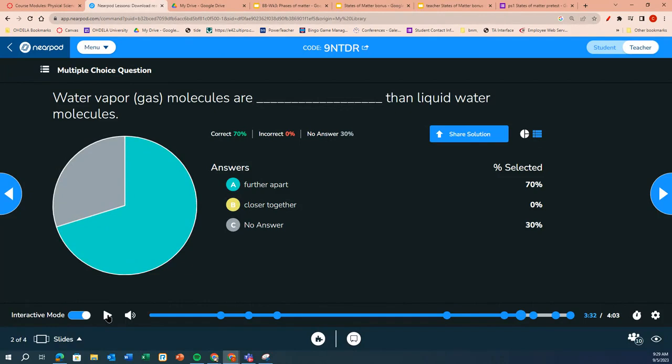Yeah, so they're further apart. Gas molecules are further apart. It's all right. I appreciate the chat. I appreciate people interested in chatting.